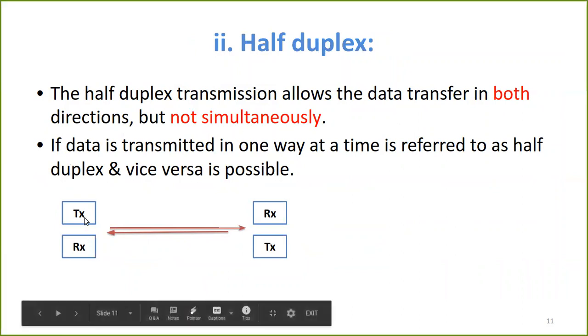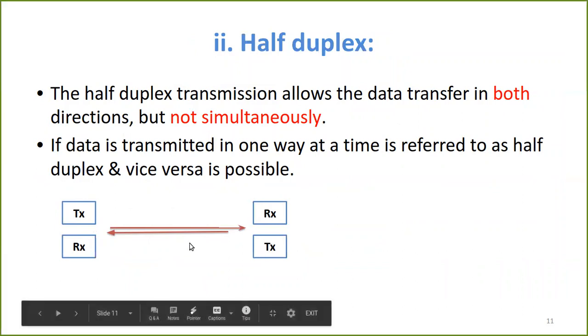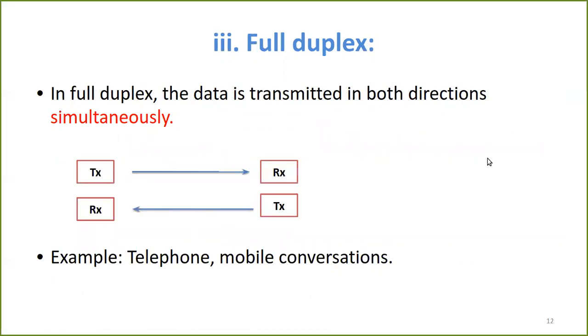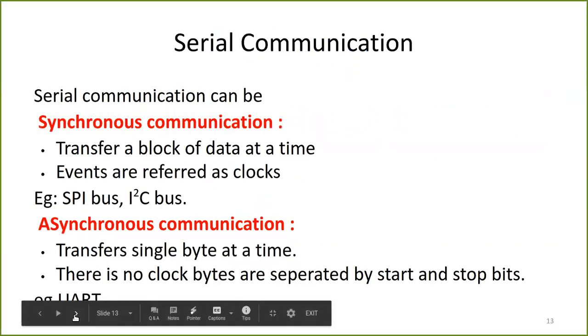Here we have a dedicated transmitter and receiver. If the transmitter transmits, the receiver on the other side can receive, and if this transmitter is active, this receiver will be active. So at a time, either a transmitter or a receiver can be active. In full duplex, the data can be transmitted in both directions simultaneously. A very good example is a telephone and a mobile conversation.